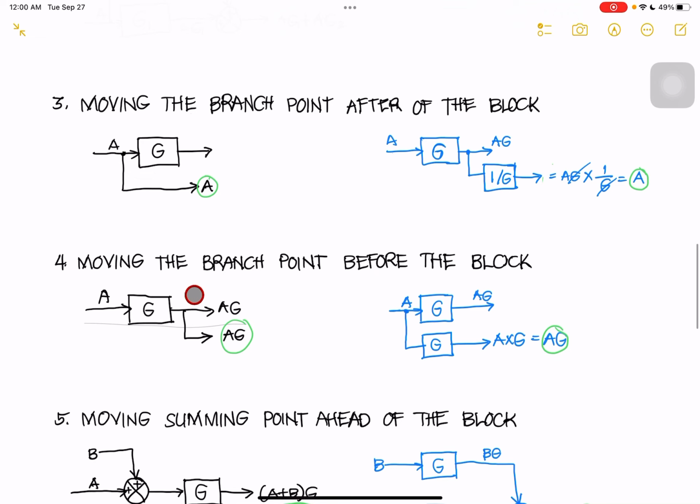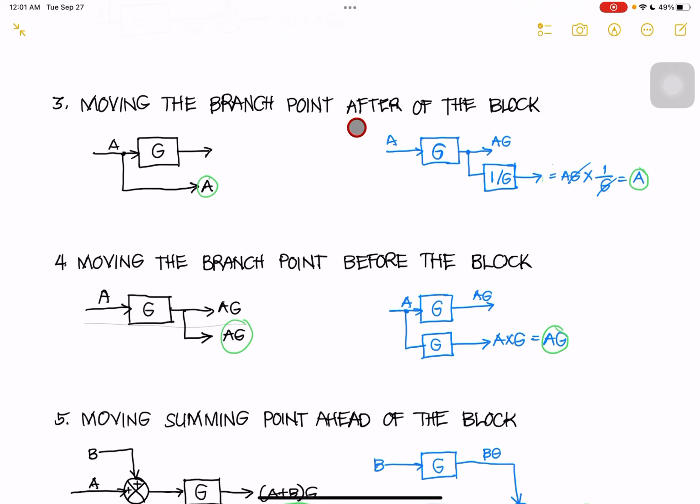So originally, if the branch point is after the block, or at the output of the block, we move it ahead. Then what happens? Instead of the reciprocal, we copy the original gain of the block. And then, we will have an additional block here. Okay? So, let's check if it's correct. The output should be AG, right? So A enters there, times G, the output is still AG.